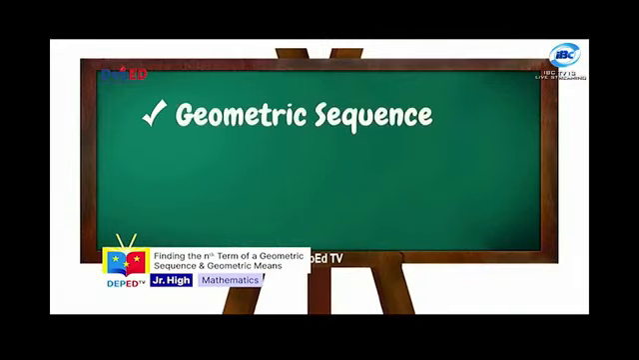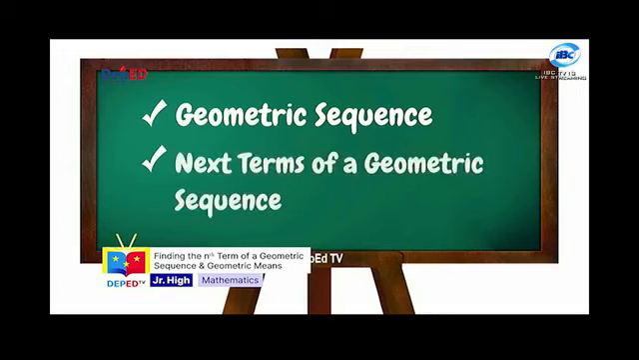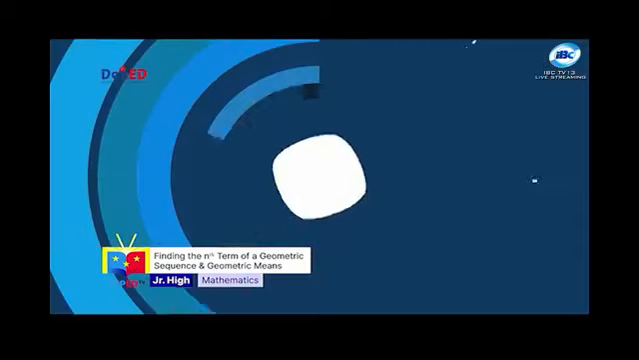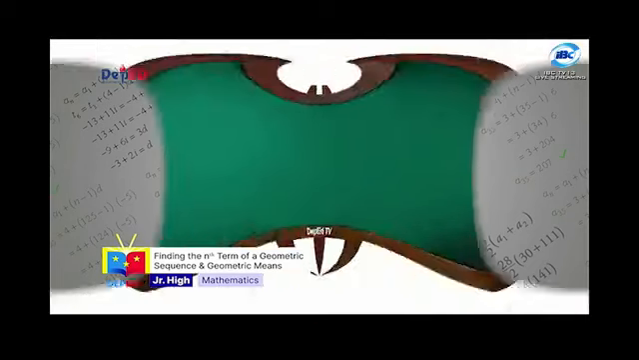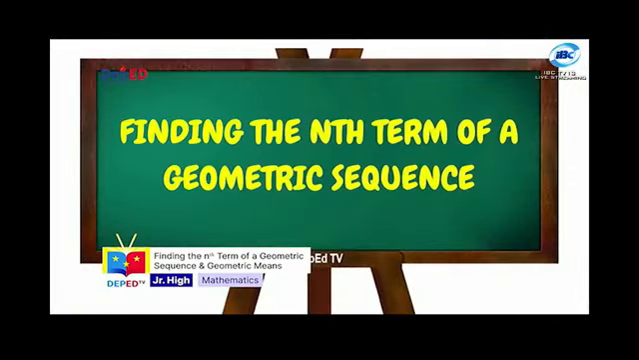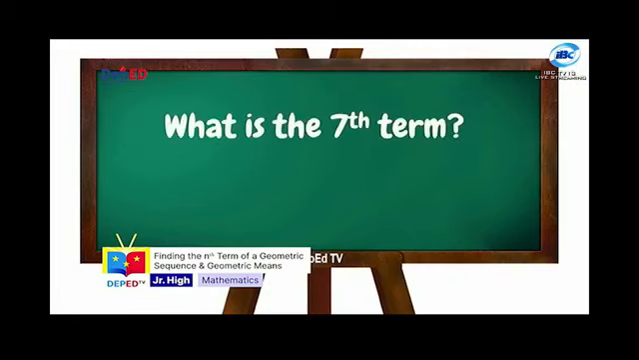In the last episode, you learned about geometric sequences and how to find the next terms of geometric sequences. In this episode, we will discuss ways of finding the nth term of a geometric sequence. For example, what is the seventh term of the sequence 5, 10, 20, and so on?